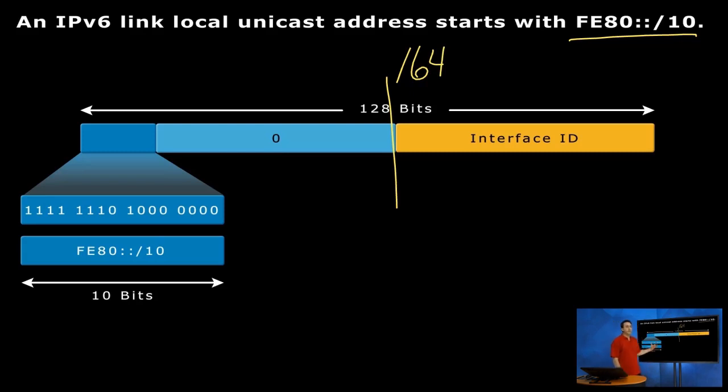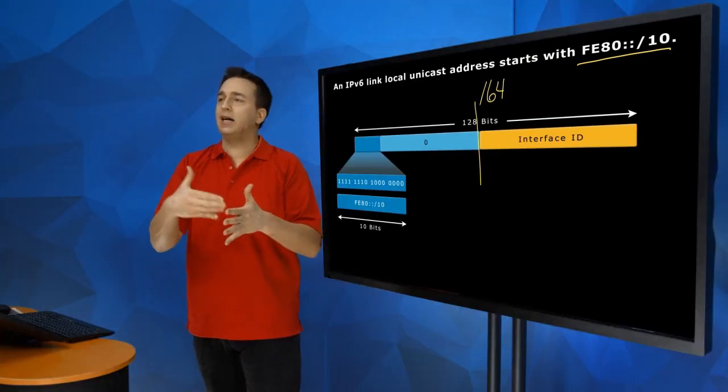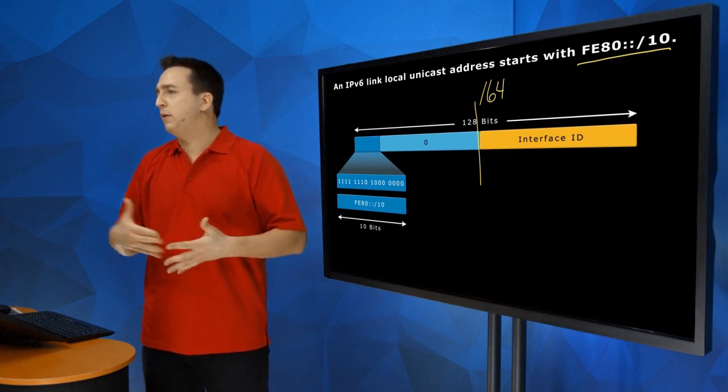So what is the purpose of this link local address? It's for local communication in the LAN, link local communication between devices. So this is not a routable address at all. Not internally, not externally. It is 100% utilized for communication inside that local area network for special circumstances.